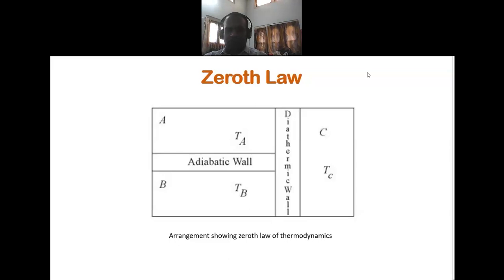Okay, so the difference between diathermic wall and adiabatic wall you have understood, I hope. So adiabatic wall, no heat passes through. Diathermic wall, heat passes through. Okay. So now back to zeroth law of thermodynamics. That is the heading. You write zeroth law of thermodynamics, and let us write down the definition or what we understand by zeroth law of thermodynamics.